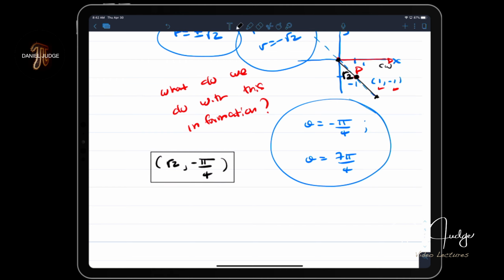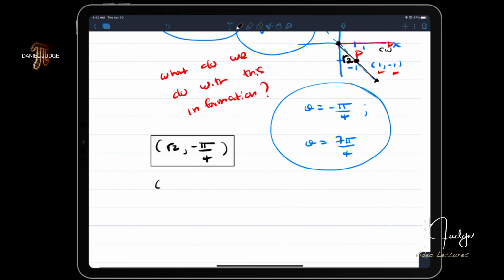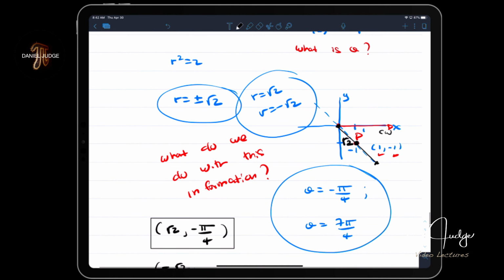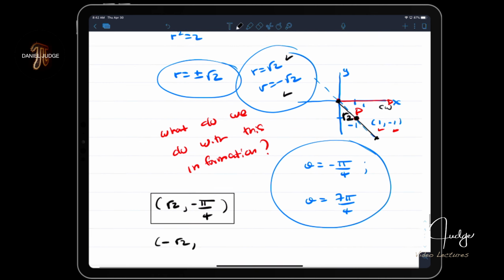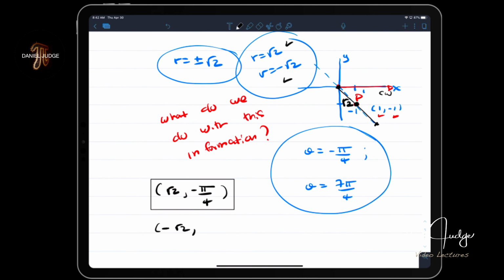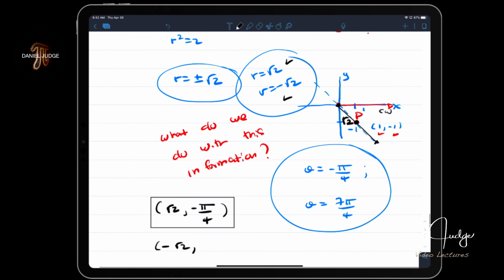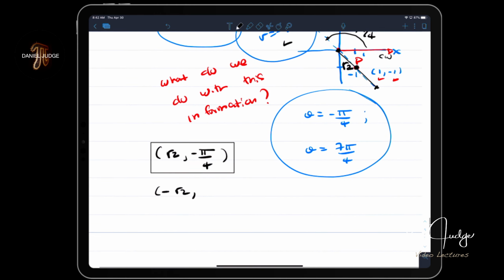I can also say, what if you said, Mr. Judge, I want to use a negative radius value because I got two values. One's positive and the other's negative. You can do that. But if your radius is negative, what angle do I use now? You might say, if I used the 7 pi over 4 angle, rotate this 7 pi over 4. That's a positive angle. This was in the counterclockwise direction.